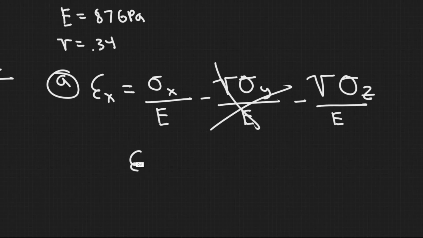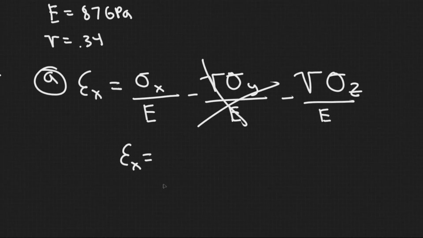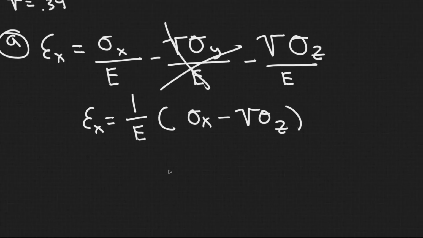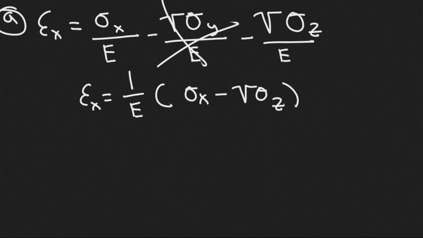So epsilon x is equal to 1 over E, and then we have sigma x minus nu sigma z. So if you look right here, this is going to be the formula. All I did was factor out the E right here, and then I just moved these terms. I just factored it out. And yeah, it's really just a matter of plugging it in now. So plugging in our values, let's go ahead and do that.